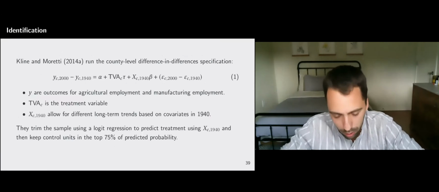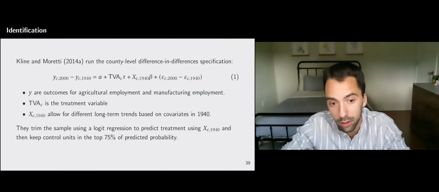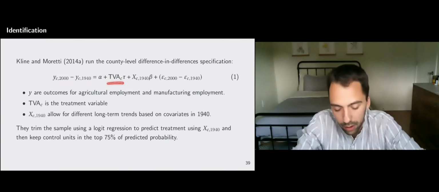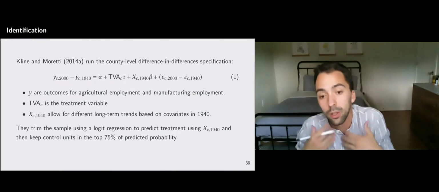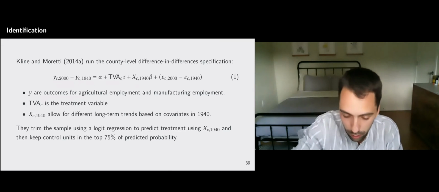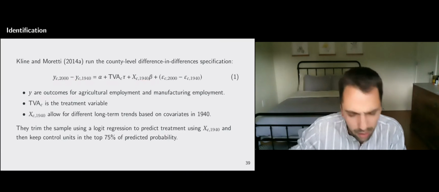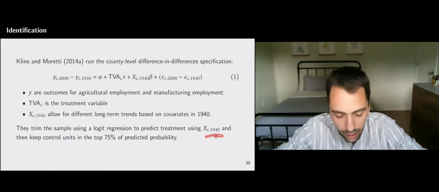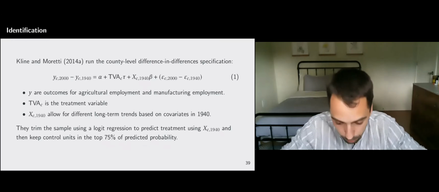So what they actually do is they run the county level difference in differences. They use a first differences specification, but when you only have 2 years, that's equivalent. So they look at change in outcomes between 2000 and 1940 for counties. And they have a dummy variable, a treatment variable for whether or not you're in the Tennessee Valley Authority. And then they use a bunch of pre-treatment fixed long-term covariates that will allow there to be long-term trends based on these covariates. Because you're in the first difference, including these allows for differential trends based on these covariates. And then, not to get too into details, they trim the sample using a logistic regression to predict treatment using these same covariates, and they keep the top 75% of predicted probability. They hope that this will improve their counterfactual trends assumption.